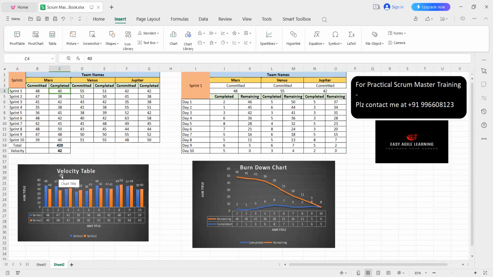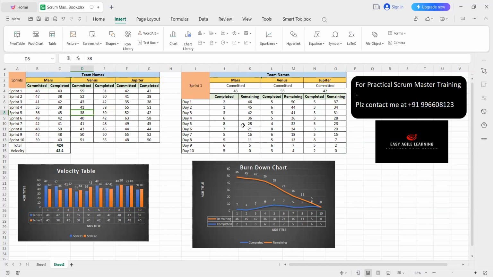Here I have considered around 10 sprints in total. Therefore, the total is 420, which is the completed total of story points, and divided by 10, which comes to 42. So this table is very user friendly. If you just change the numbers, automatically the table will get updated, right? This exercise you can do as a Scrum Master while presenting your metrics to your team, just in order to give them an understanding of it.